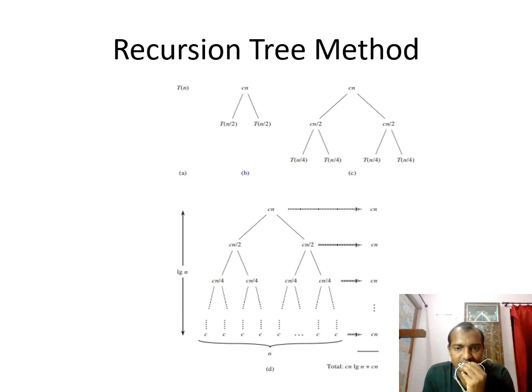So we need to generalize these terms. Suppose we want to calculate the height at level i. So n by 2 to the power i is equal to 1. By taking the log of both sides, we definitely find that i is equal to log of n. So the height of the given tree is log of n.